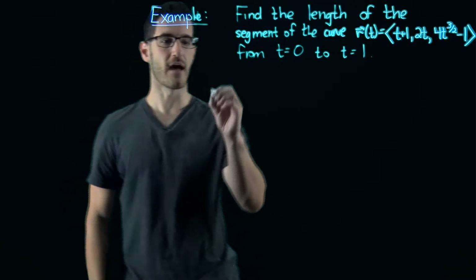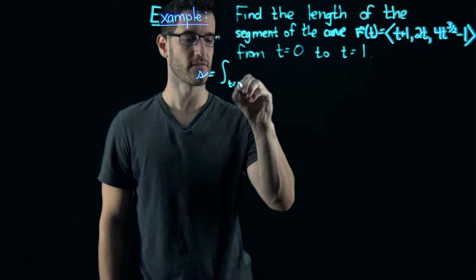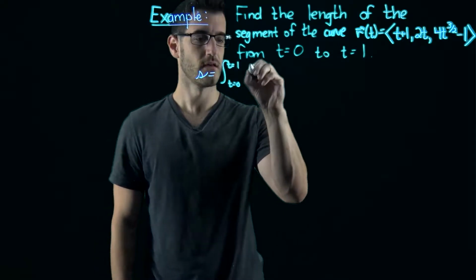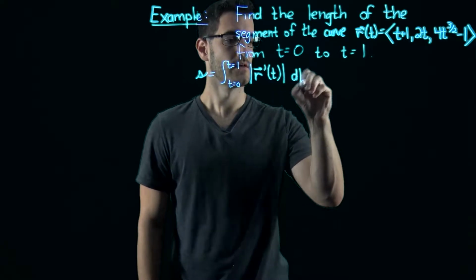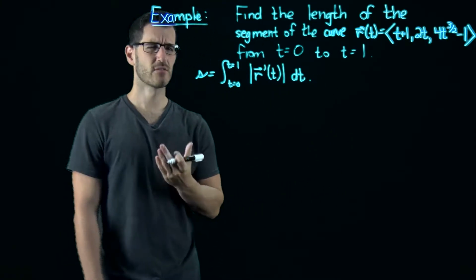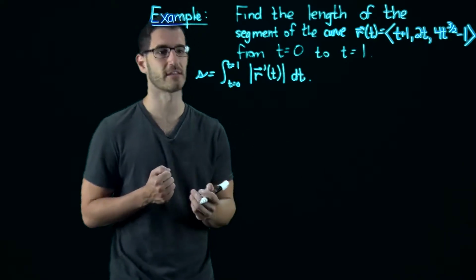And we know how to do that. We know that the length of this segment will be the integral from t equals 0 to t equals 1 of the magnitude of r prime of t dt. So a good first step here is to figure out what r prime is and then calculate its magnitude.